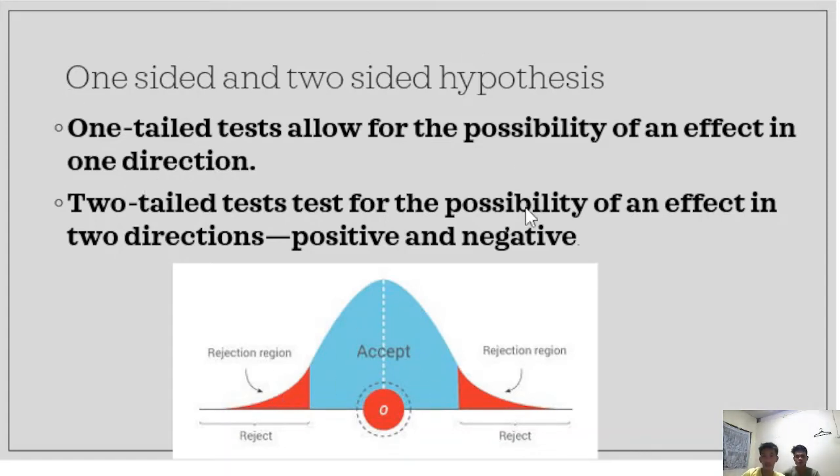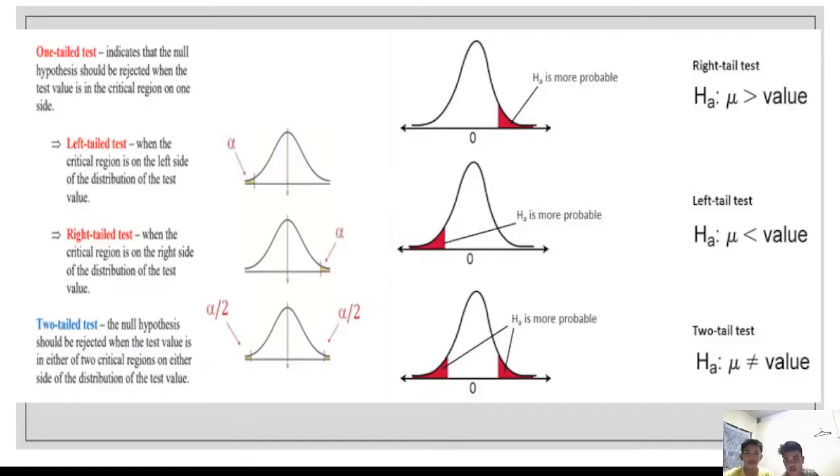Yung sinasabi sa one tail test, ang effect niya is one direction lang. Pwedeng positive lang or negative lang. Yun lang. Hindi pwedeng maging dalawa. Sa two tail test, dun pwede na maging positive and negative both. A one-tailed test indicates the null hypothesis should be rejected when the test value is in the critical region on one side.